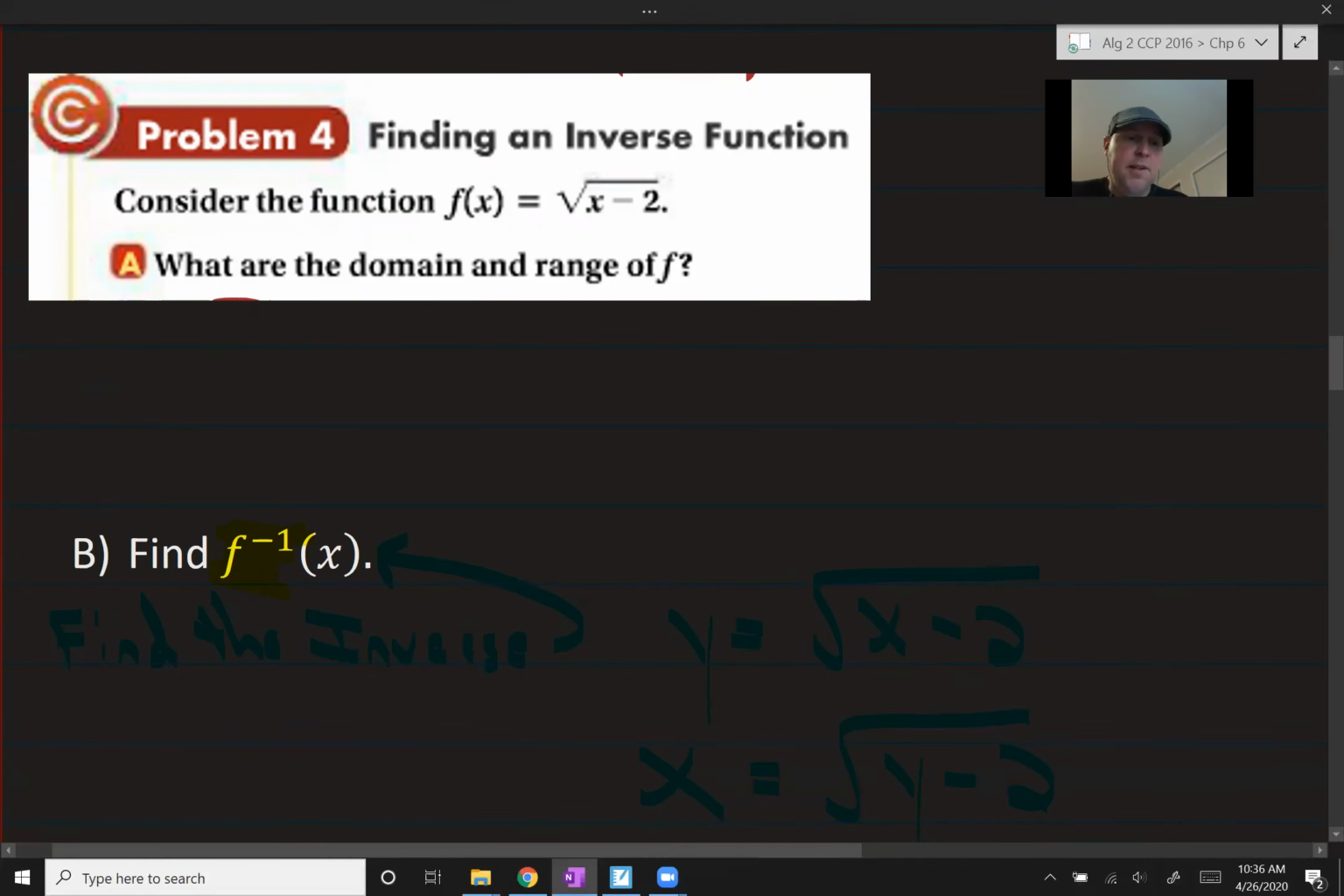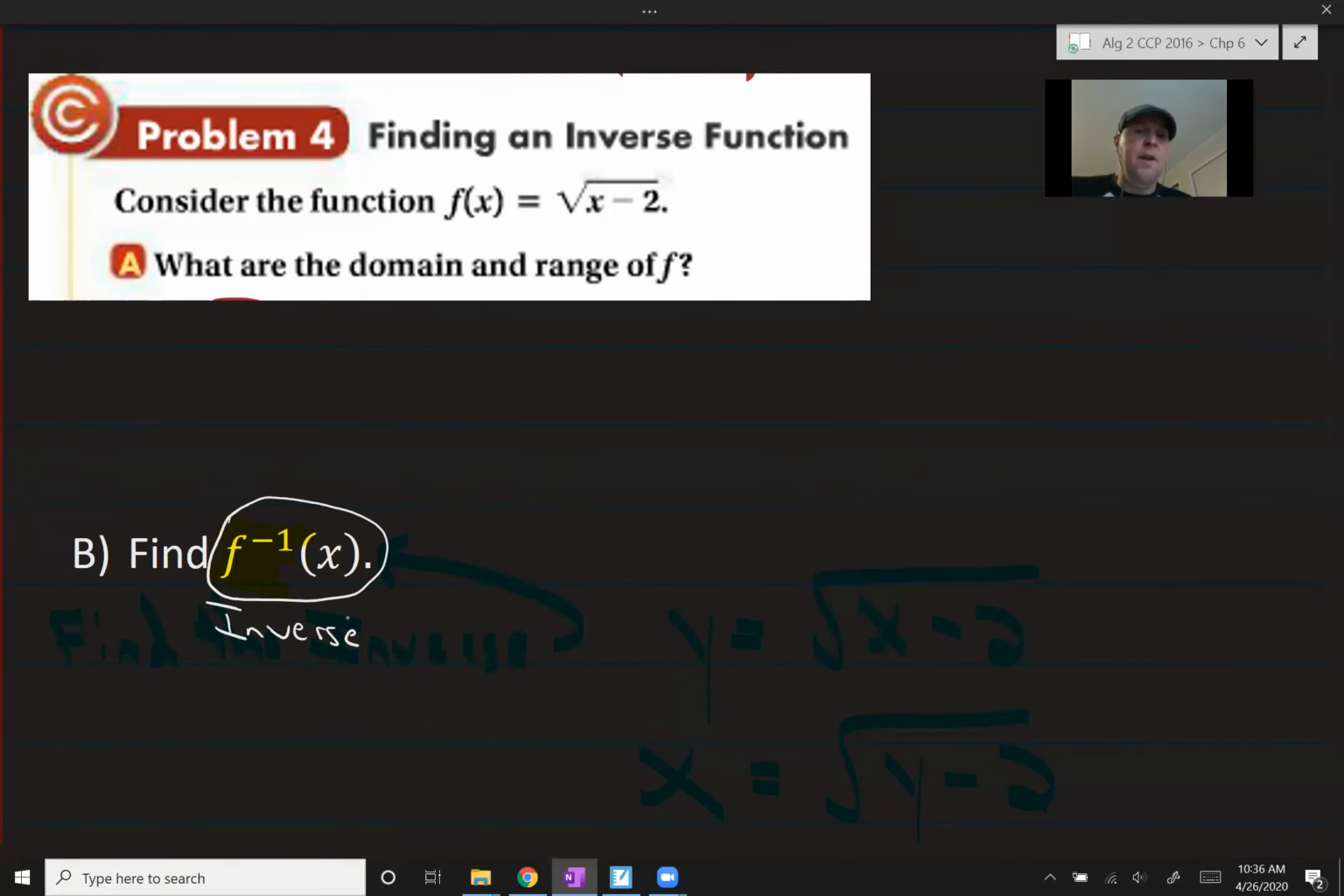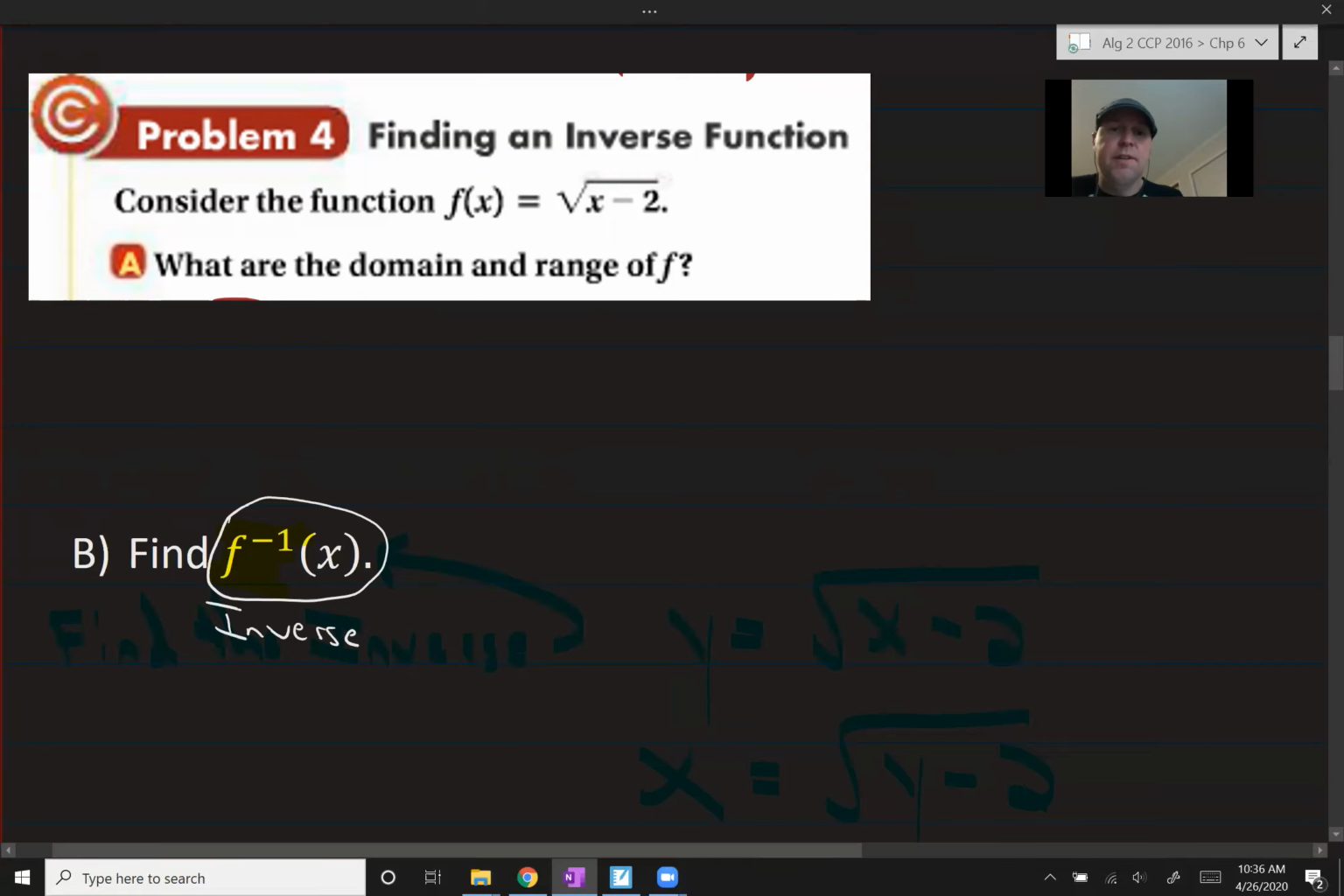I know what's happening. Your eye's going straight down to B, right? This thing here, this f to the negative first power, all that means is inverse. That's saying, hey, can you find the inverse? That's all it means. It's a notation thing. All right, what's the domain and range of this? So for this, I got to remember, what does the square root of x look like? All right, square root of x looks like this. All right, so what's the square root of x minus 2 look like?